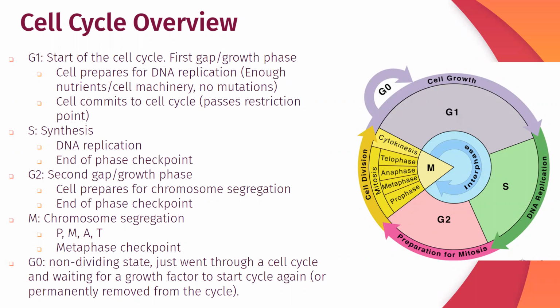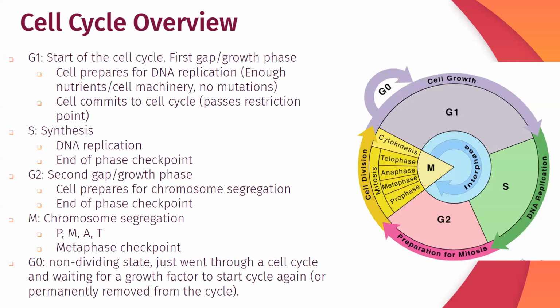Synthesis is when the cell is replicating its DNA. It is to make sure that you have copies of your chromosomes, in eukaryotes, for both daughter cells. And there is a very important end of S phase checkpoint. And then once that occurs, you move into G2. G2 is a second growth stage right before M phase, so the cell is preparing for segregation of chromosomes and also has a G2/M checkpoint.